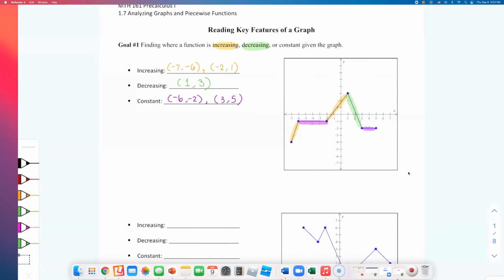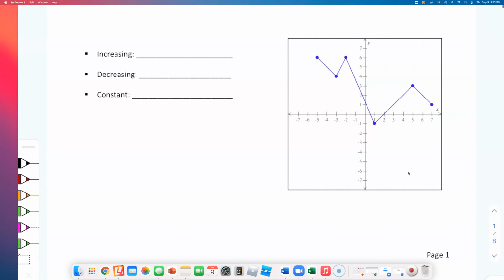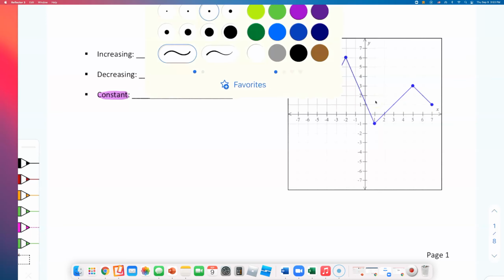Let's try one more problem, okay? This one down here. What I notice is that there's no flat interval. There is no constant interval at all. So I'm going to have to say none, because this graph is always going down, up, and down. Nowhere in this graph do I have a flat line. So that's why I have to say none for constant.